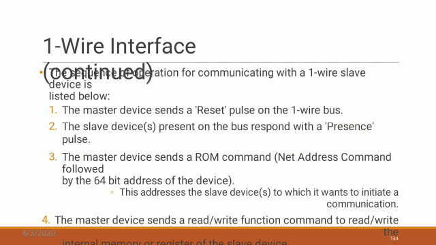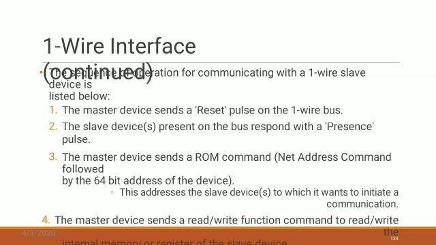Right, for communicating with a one-wire slave device, there are a few steps which need to be followed. I have listed them here. There are 4 steps. The first one, the master device sends a reset pulse on the one-wire bus. Second, the slave device or devices present on the bus respond with a presence pulse. The third step is the master device sends a ROM command, that is the address to which it wants to communicate. Then it has to tell whether it wants to read or write. So these are the 4 things which have to happen whenever we are using a one-wire interface.